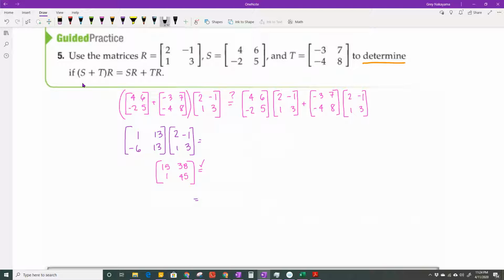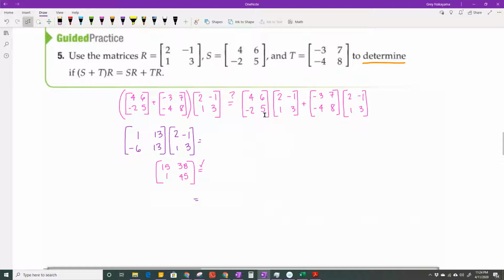And I think I just went ahead and wrote it all out, okay? So this is this right here. So that was first row, first column. First row, second column, negative 1 plus 39 gives me this right here. Second row, first column, negative 12 plus 13. And then second row, second column, 6 plus 39 is 45. Okay? So now I'm going to simplify this.